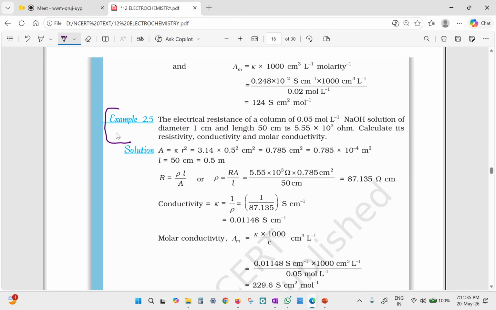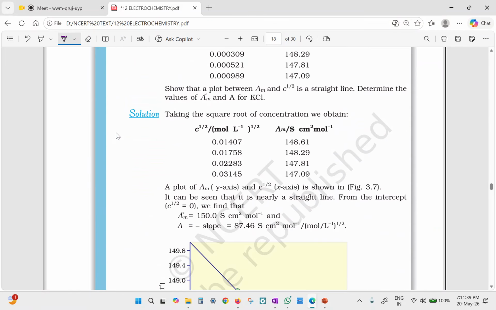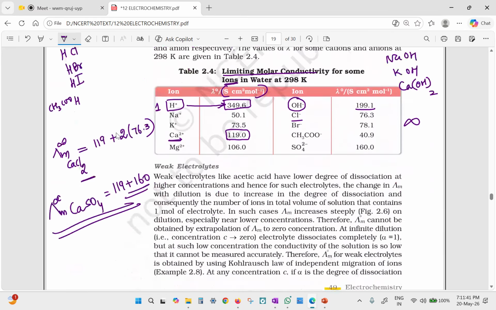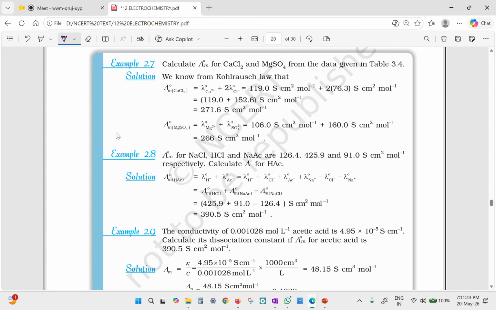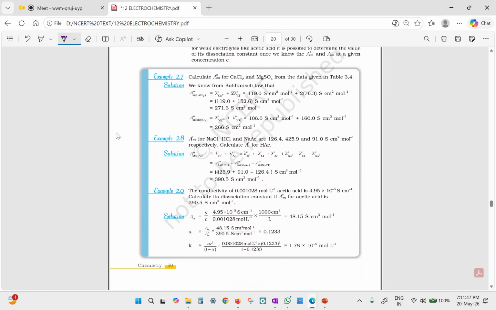So, these two examples and one Kohlrausch's law sum. Do these questions today itself. 2.7, 2.8, 2.9. So I'm giving you 5 example questions. Go through them, understand, and come in the next class. Okay? Okay, ma'am.